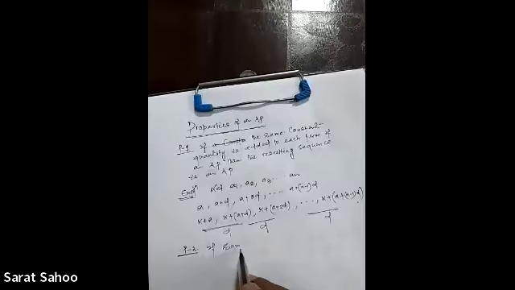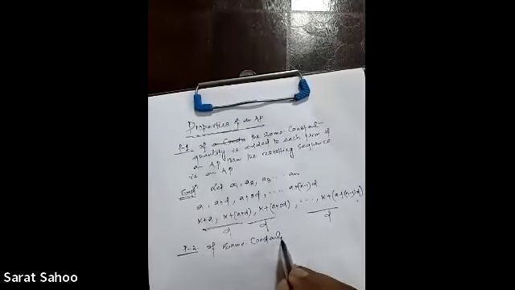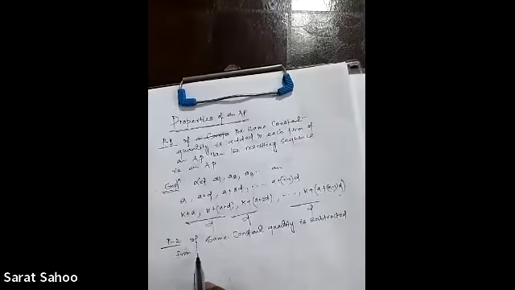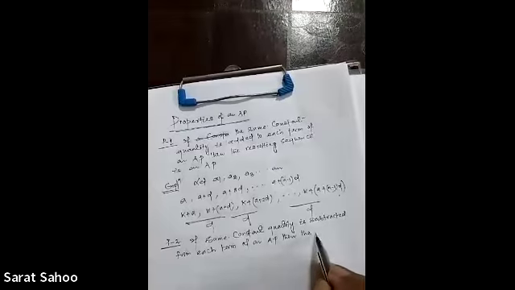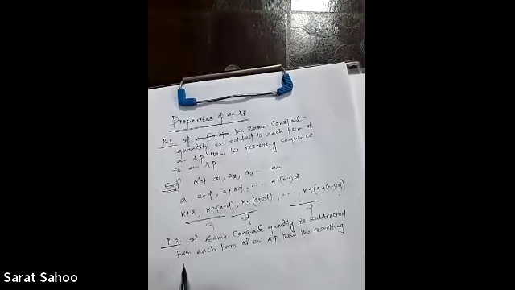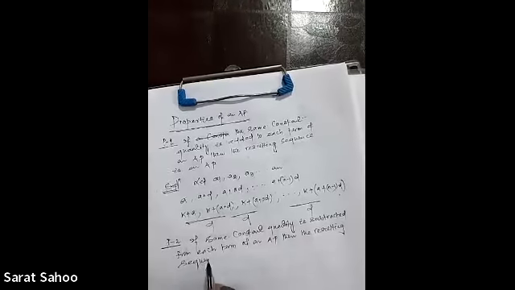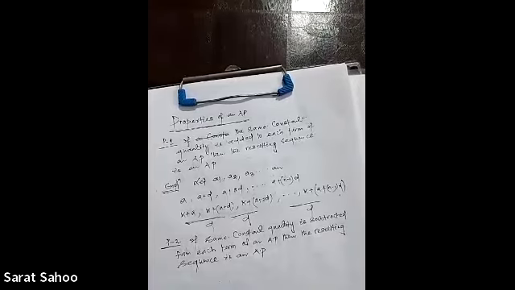Property 2 is similar to property 1. If same constant quantity is subtracted from each term of an AP, then the resulting sequence is an AP.